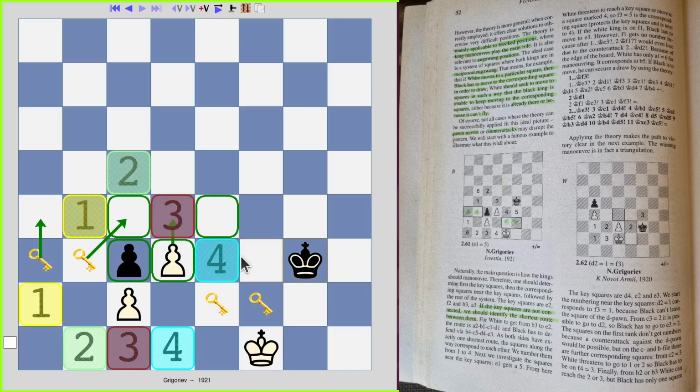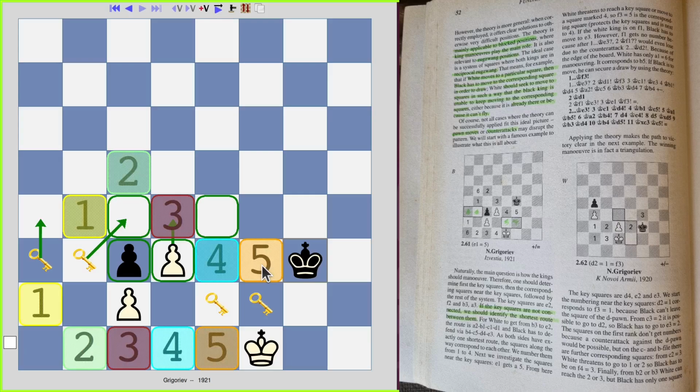So next we investigate the squares near the key squares. E1 gets a 5, so let's stick a 5 on that. Right, so where would black have to be? Black would have to cover from square 5. He'll have to cover 4 and both key squares, right? We're going to say there's only one square that does that, and that is the square F3. So that's the corresponding square to square number 5.